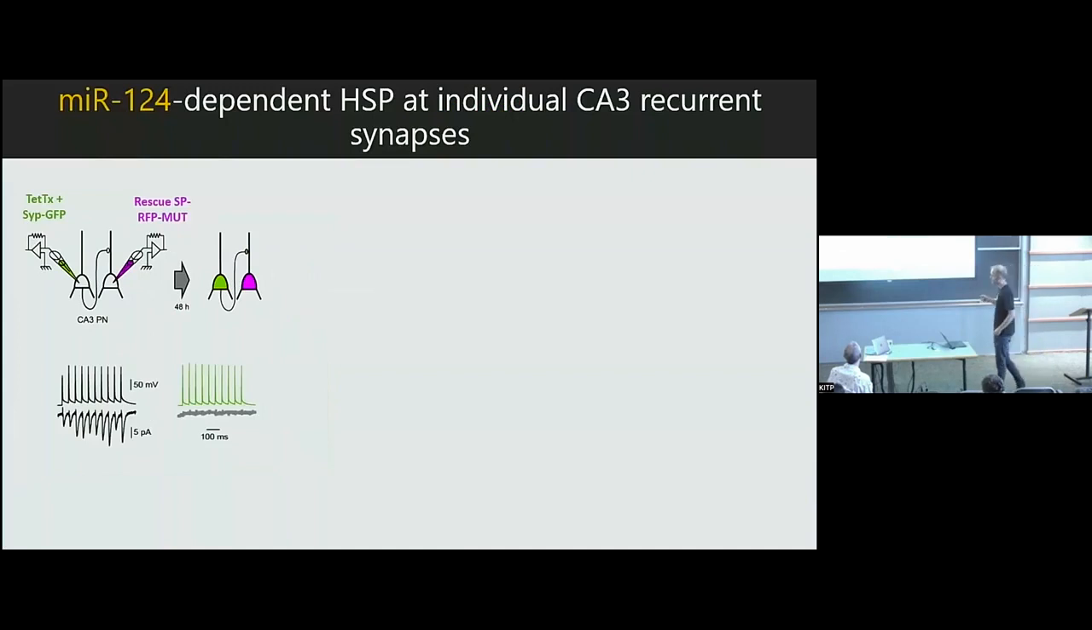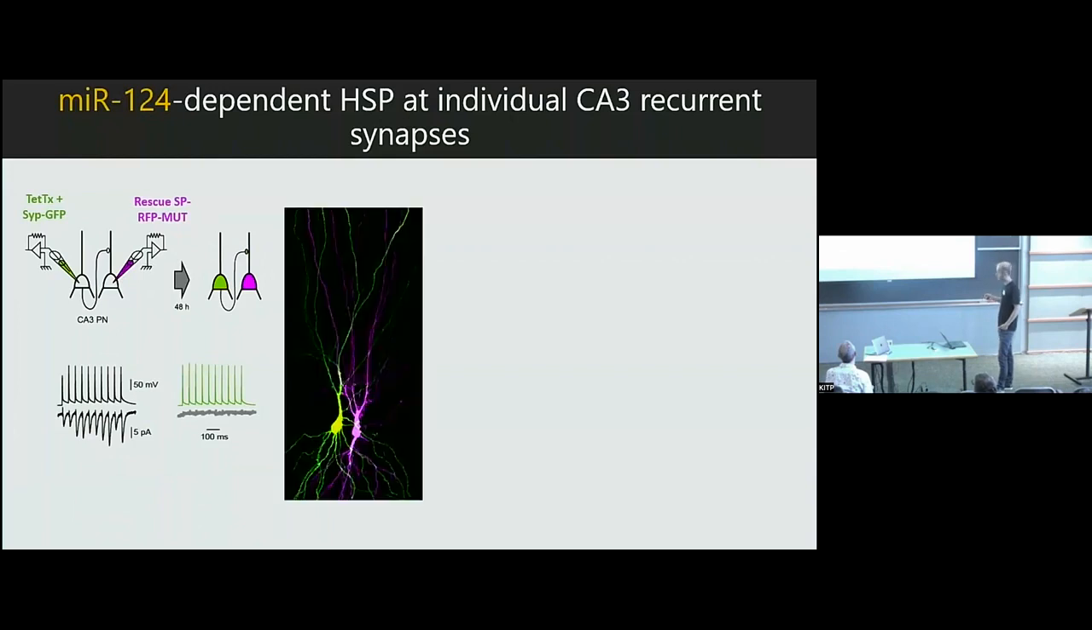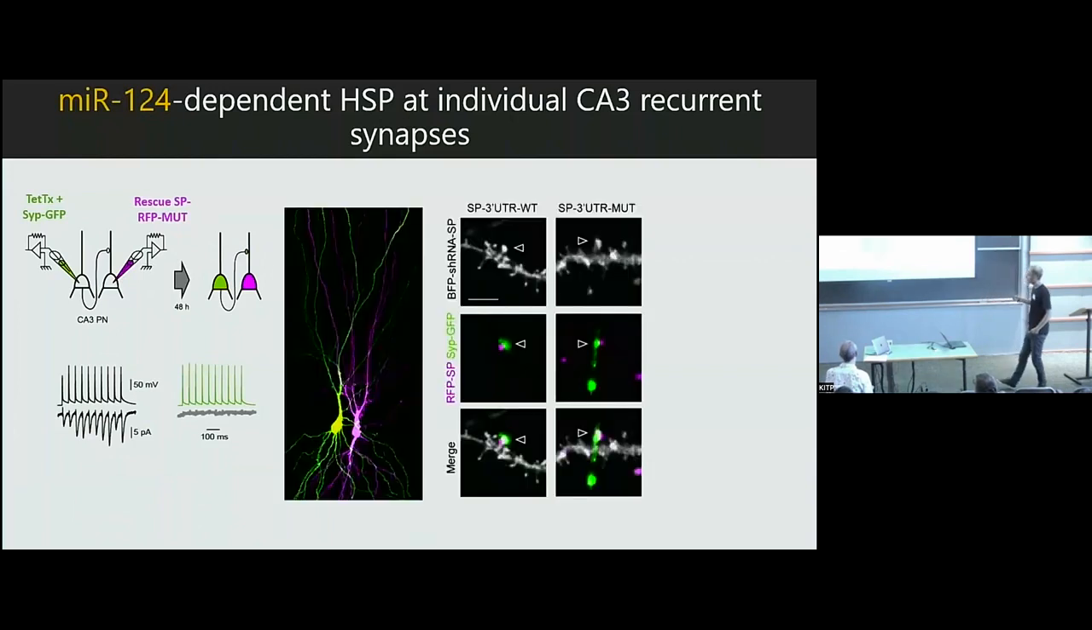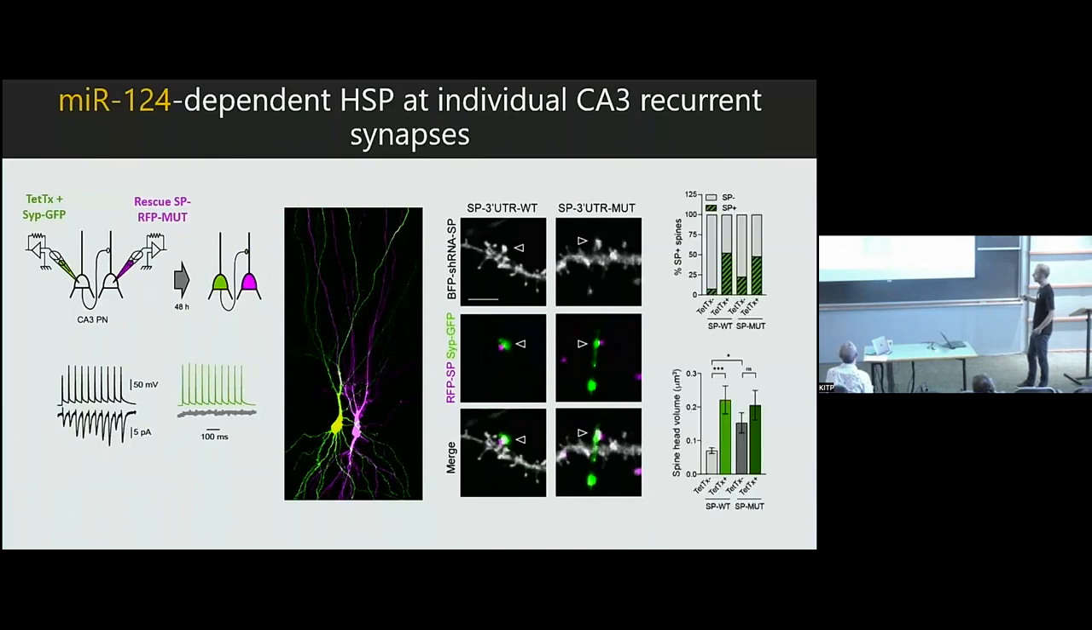We used this strategy to express tetanus toxin in the presynaptic terminal. And in the postsynaptic cell, we used our replacement strategy. We found that after 48 hours of expression, by repatching the cells, the connection became silent. Then we performed morphological analysis, and what we found is that spines in contact with silent presynaptic terminals expressing the tetanus toxin were larger in size compared to nearby protrusions, which are presumably active. And they more likely express the synaptopodin construct, which is shown here.